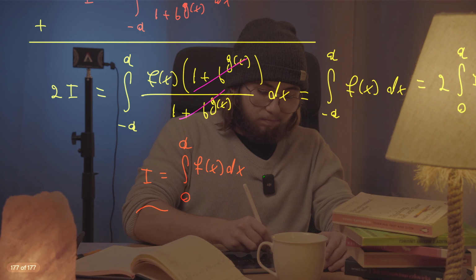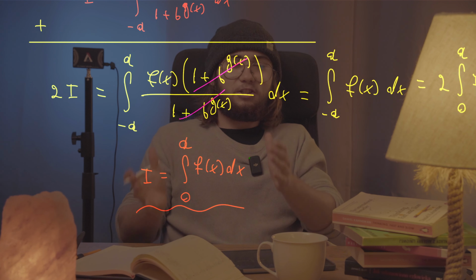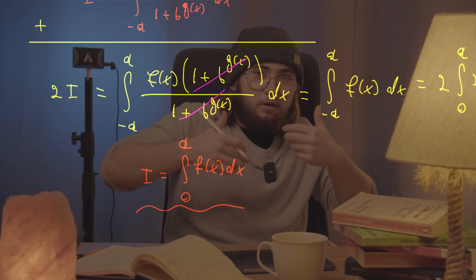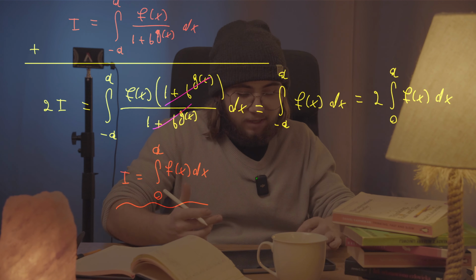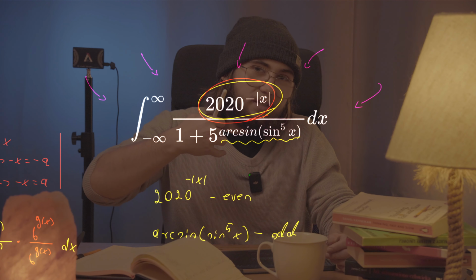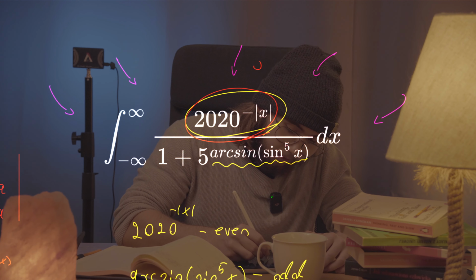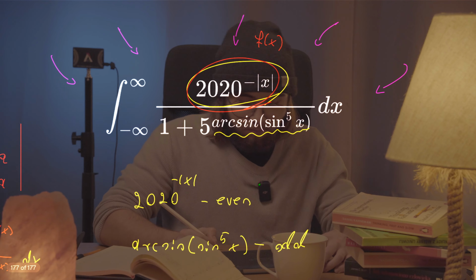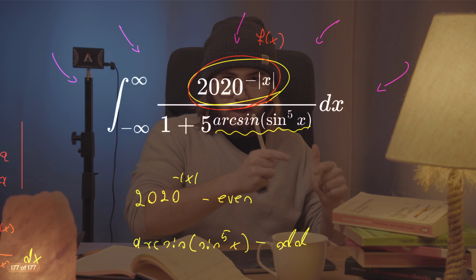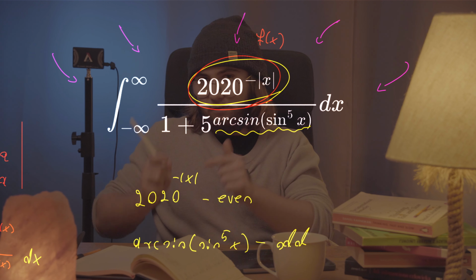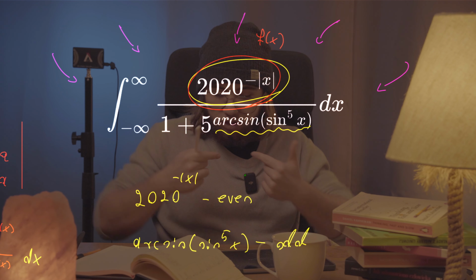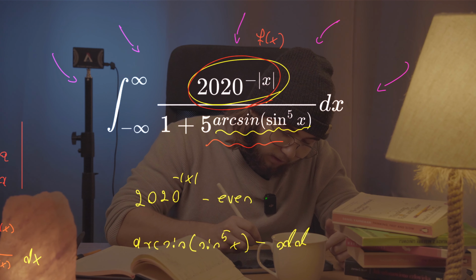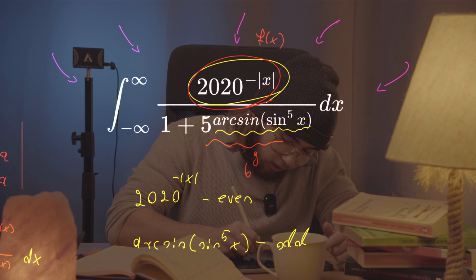And so, well, pretty neat, I think, because now we can just use it to solve our original problem. And so we see that we can just use our 2020 to the negative absolute value of x as the f of x. I'm going to say that is going to be my f of x. And now 5 to the arc sine of sine to the fifth of x is going to be my b to the g of x.